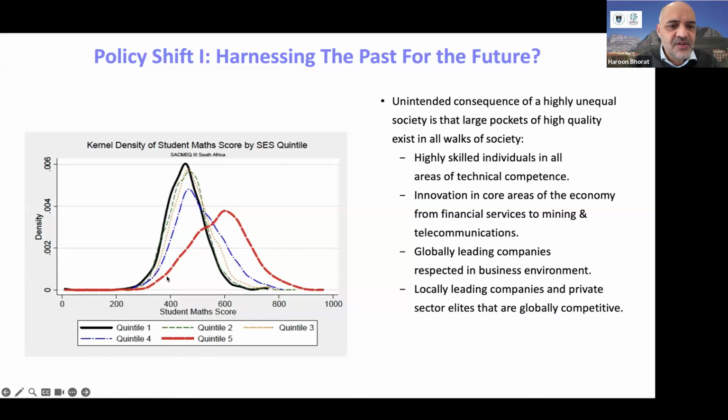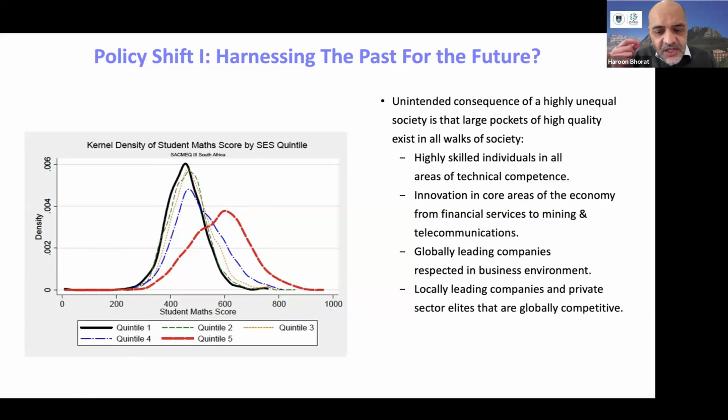We very seldom focus on the red bar. These are the quintile 5, i.e. Model C and private schools results. These look very, very similar to a Vietnam, to a Brazil, countries that do much better than us on average in the schooling system.